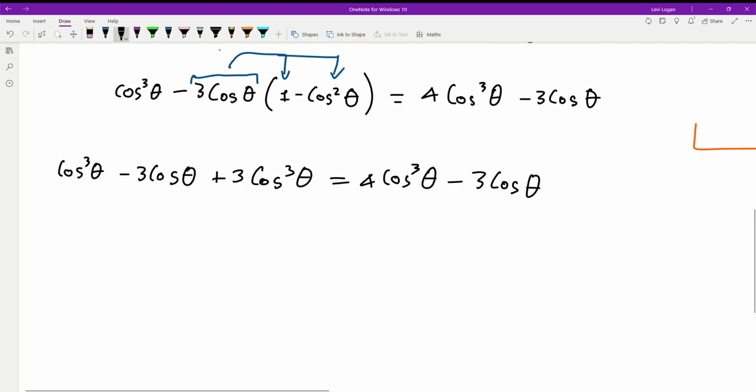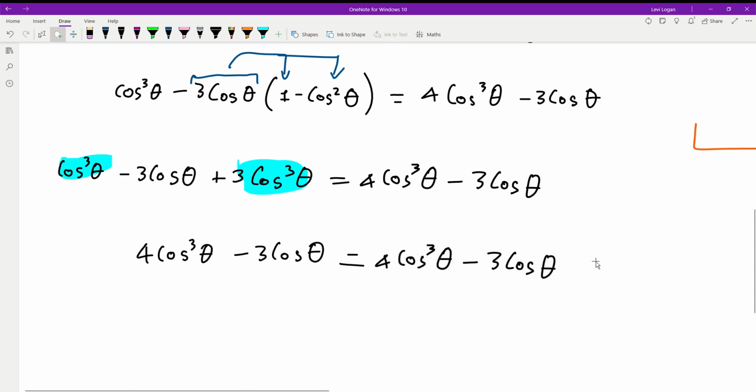And we can see here, if we add up the like terms, this is a like term with this, and we get 4 cos cubed theta minus 3 cos theta, which gives me exactly this side here. So I'm not even going to write it, I'm just going to copy and paste it because it's done. So this is how you do a trig identity. So now we've got left-hand side equals right-hand side, okay?